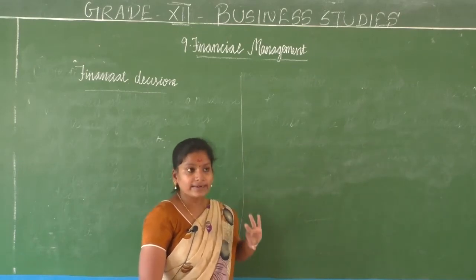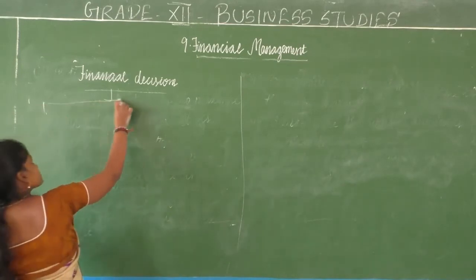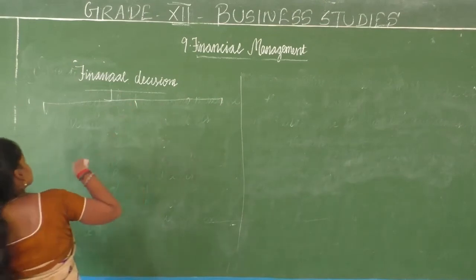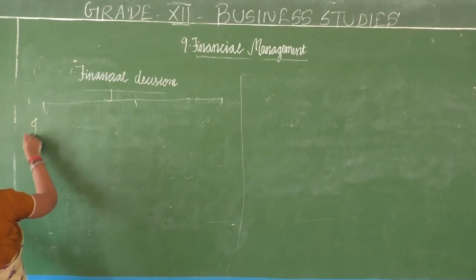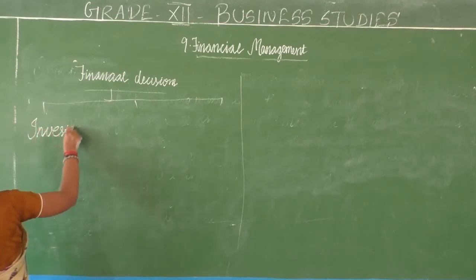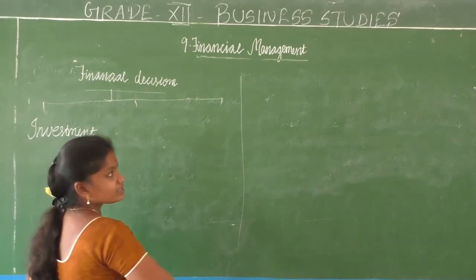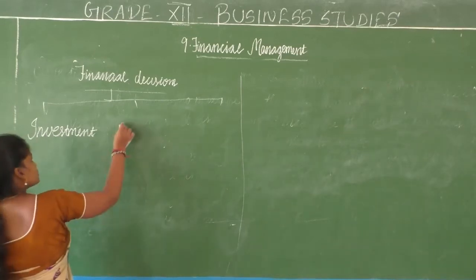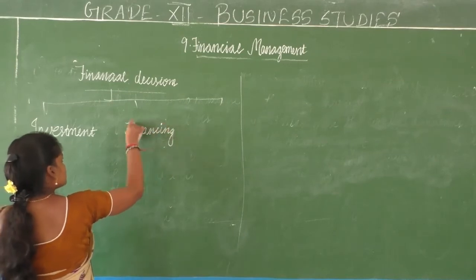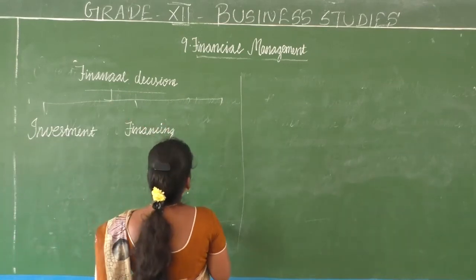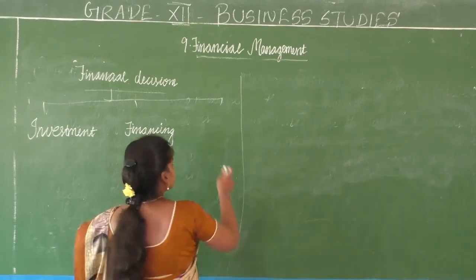So three broad decisions are discussed under the topic financial decisions. The first one is called your investment decision. What is the first one called? Investment decision. The next one is called as financing decision. The third one is called the dividend decision.